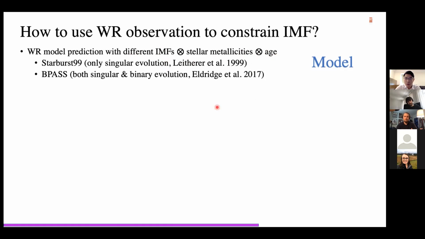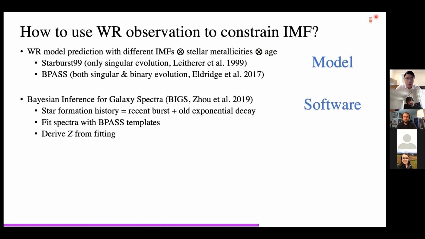So we also use this software to analyze our observed spectrum. We use this Bayesian inference code to basically derive the stellar metallicity from a spectral fitting for our observed WR population, with a tailored star formation history of a recent burst superposed on old exponential decay. So we can precisely extract the metallicity of our WR stellar population.